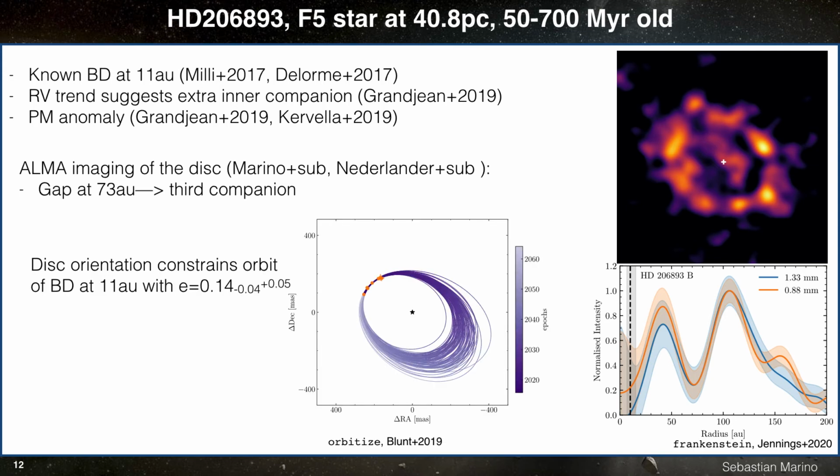What was unique about this study was that we could use the orientation of the disk as a prior to constrain the orbit of the brown dwarf. We can do this because, through secular interactions, we expect that the orbit of the brown dwarf should be aligned with the orbit of the disk. By doing so, we find that the brown dwarf is actually on an eccentric orbit with an eccentricity of 0.14, which could be confirmed with further astrometry.